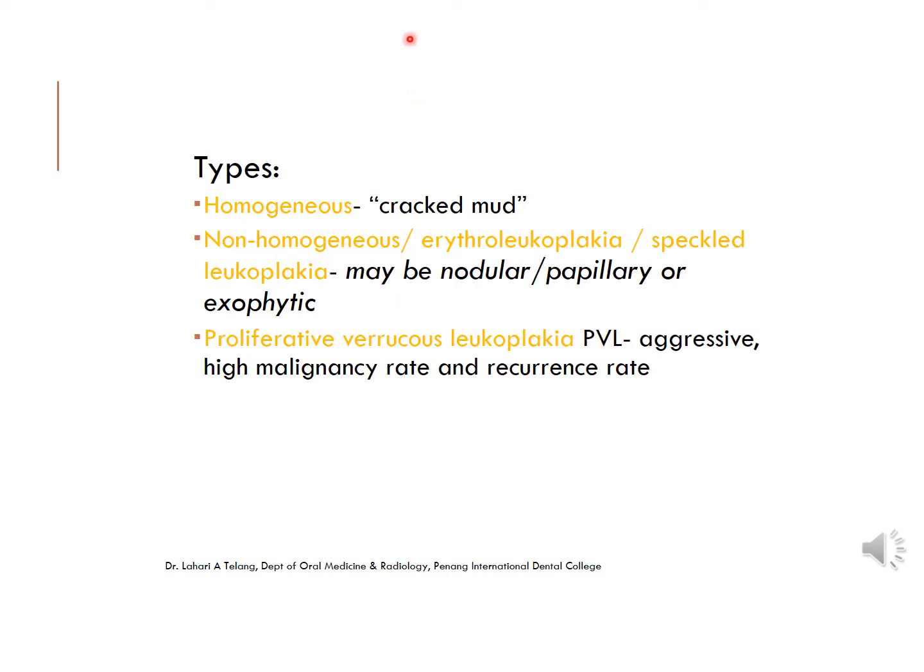There are different types of clinical classifications of oral leukoplakia. The homogeneous one, which appears like cracked mud; non-homogeneous, also called erythroleukoplakia, which I find is a very confusing terminology. So the more preferred and easier to remember one would be the word speckled leukoplakia. The reason why we use the word speckled is because it could be nodular, papillary, exophytic, or simply a mixture of red and white. And the third one is proliferative verrucous leukoplakia, PVL, which is a more aggressive form of leukoplakia, having a higher malignancy rate and recurrence rate.